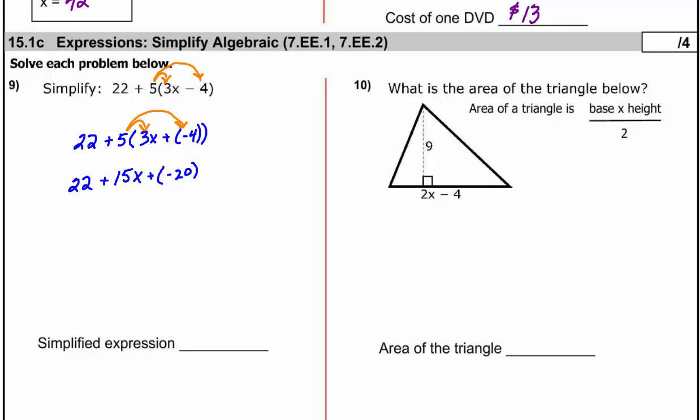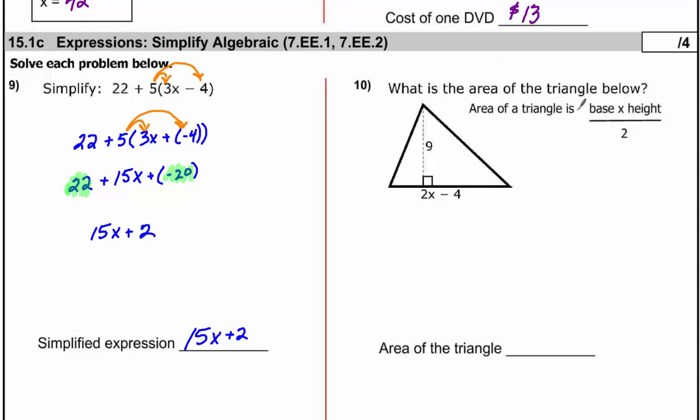When I look at what can be combined here, the things I can combine are the ones, the 22 and the negative 20. There's nothing to combine to the x. So I get 15x plus 22 positives, 20 negatives, 2 zero pairs, 2 left over, and I get 15x plus 2.